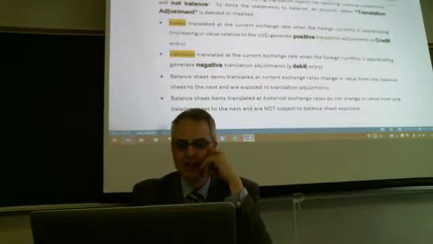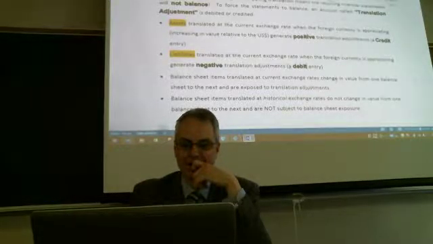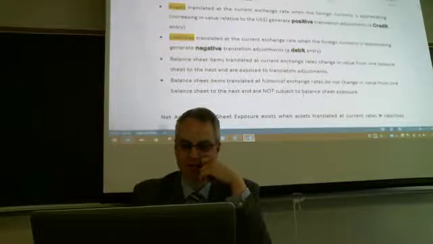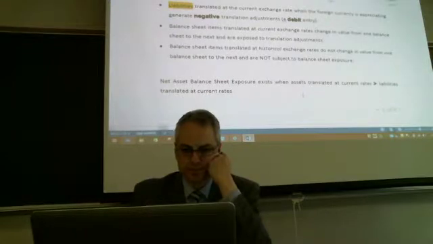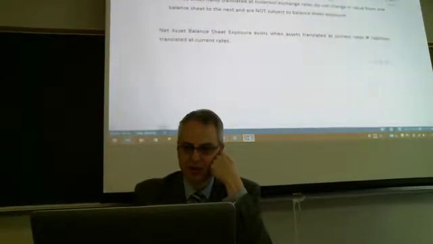It says here, balance sheet items translated at current exchange rates change in value from one balance sheet to the next and are exposed to translation adjustments. Balance sheet items translated at historical exchange rates do not change in value from one balance sheet to the next and are not subject to balance sheet exposure. So the net asset balance sheet exposure exists when the assets translated at current rates are greater than liabilities translated at current rates.